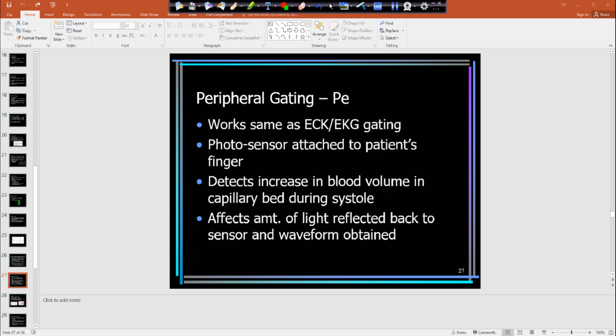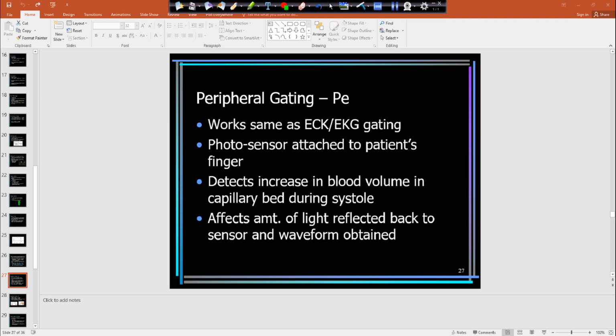What's happening is we get that photosensor that attaches to the patient's finger, and it's detecting perfusion of blood in those capillary beds. So as blood gets pumped from the heart into the capillary beds, it basically spikes, just like with our QRS complex. We get the most perfusion at a particular point, and that's when we want to stop imaging, during that really high perfusion time within the capillary beds, because that's when our heart is contracting, allowing blood to go out to the system of the patient.